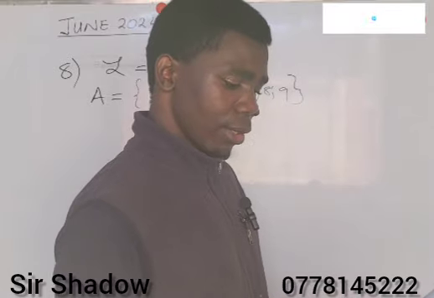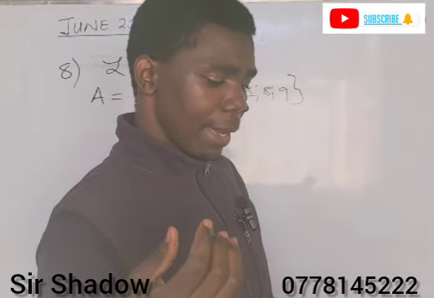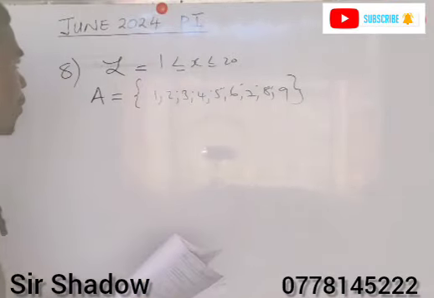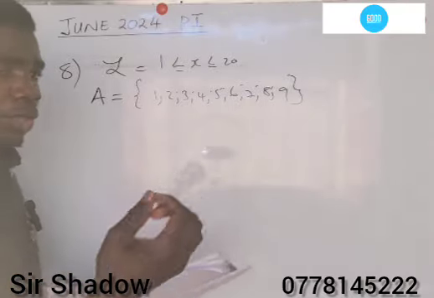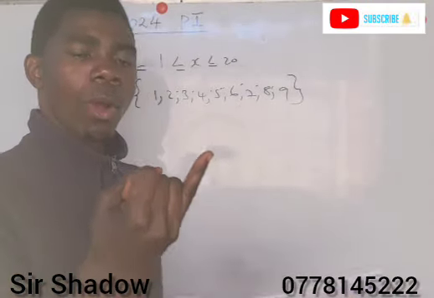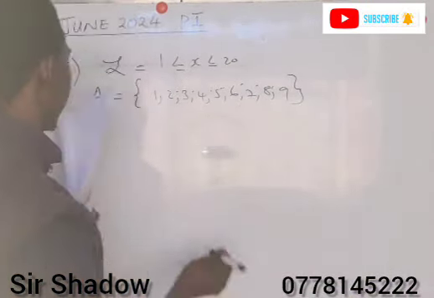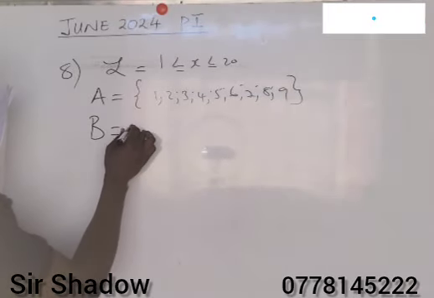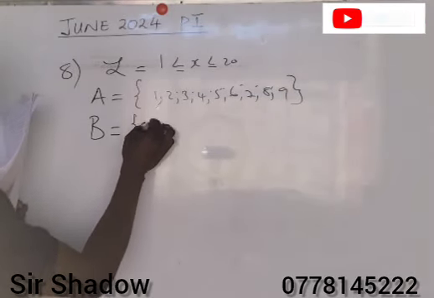are all elements of X that are perfect cubes. So we have to cube the values. We say 1 to the power 3 is a perfect cube. 1 to the power 3 becomes 1.